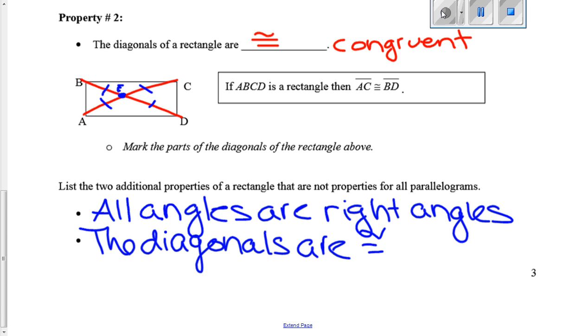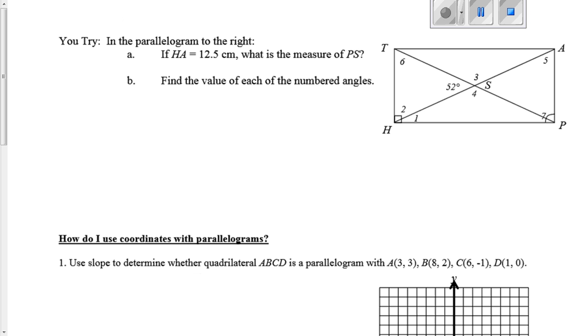What we're going to do now, actually, hold on. Go ahead and go to the next page. We're going to do this You Try on your own. It's going to take a little bit of thought, but you can do it. All right, it says in the parallelogram to the right, if HA, being this long diagonal right here, is 12.5 centimeters, what is the measure of PS? So you're finding the measure of PS. And then it also tells us to find the value of each of the numbered angles.